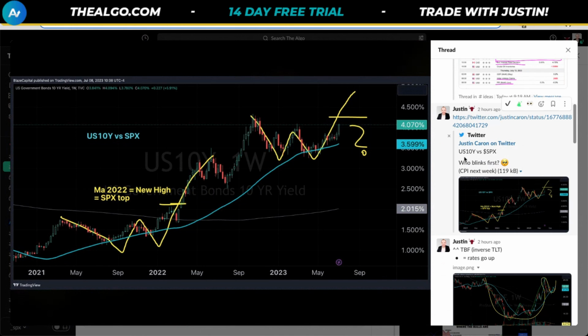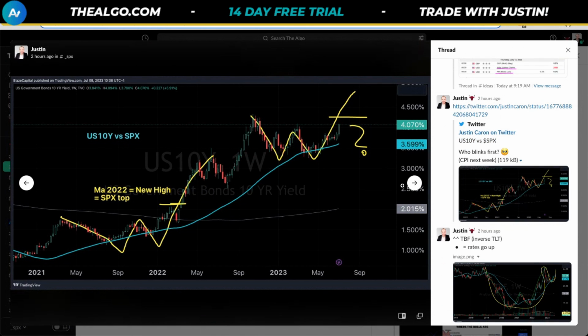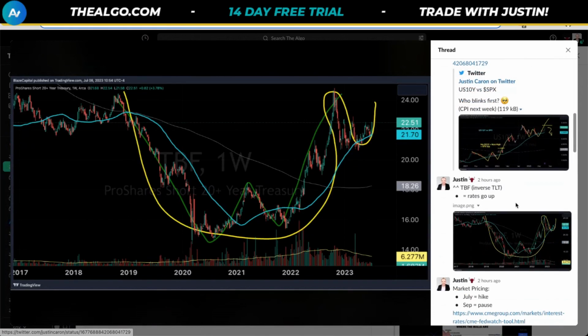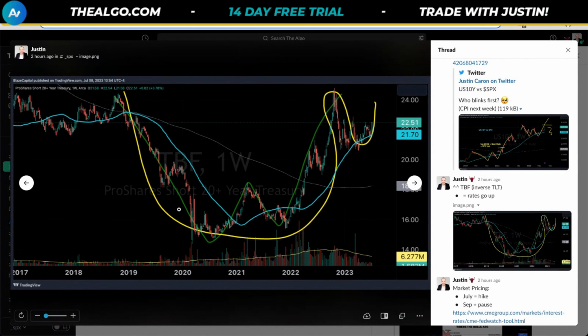Anyways, here we talk about who is going to blink first. Either the 10-year note is going to dip down, or if it goes to new highs, the S&P is going to have to blink. The bond market is bigger than the stock market, by the way. It's usually right, and the stock market usually follows kicking and screaming. Here we're also looking at inverse TLT, or 20-year treasury bonds, and it shows us a pretty clear pattern.